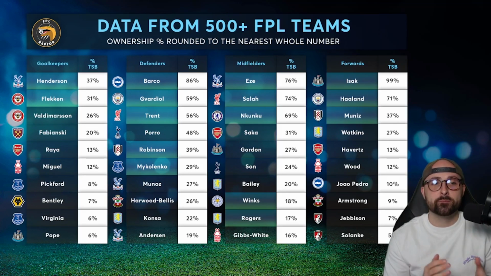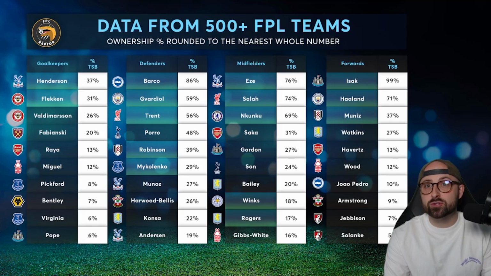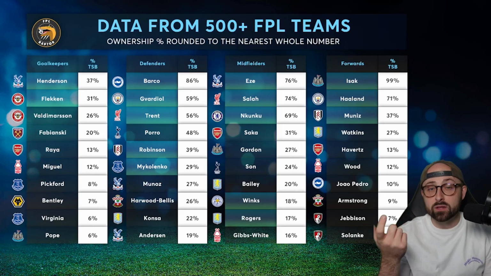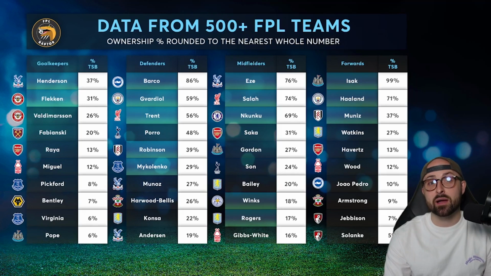For the goalkeepers, Henderson and Flecken, as I said, are the 2 most highly owned by a fair distance when you consider that 3rd and 4th are £4 million goalkeepers. So Henderson just taking it at the moment, but these appear to be the most popular too. I would agree that if the situation around Crystal Palace seems pretty clear by game week 1, I'll probably go for Henderson, but I do like Flecken as well. In terms of the 4 million goalkeepers, you can see Valdemarsson was the most popular, often paired with Flecken, which makes sense. And then after that, Fabianski. So I kind of agree with all of that.